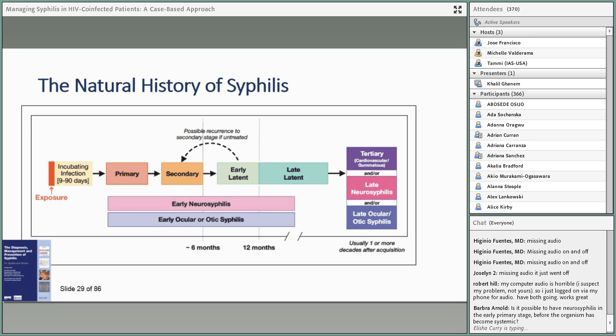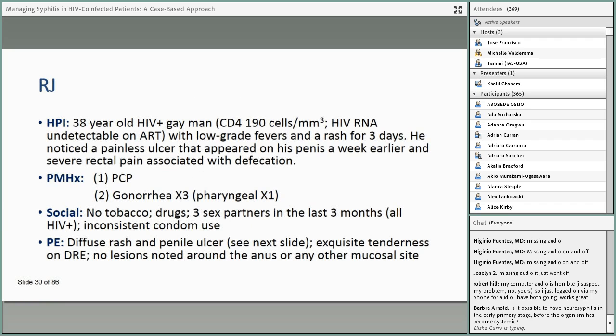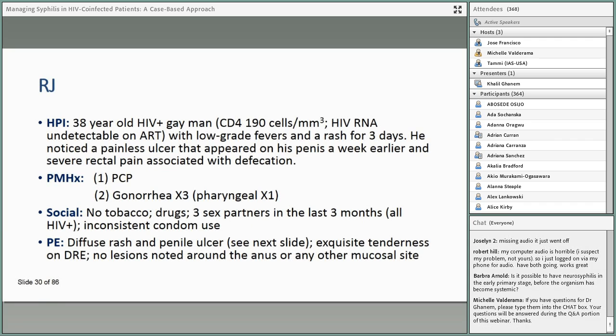Now, I want to highlight something very important, and that's early neurosyphilis and early ocular and otic syphilis also take place. Remember, the organism is already in the central nervous system even before primary syphilis. And so these early manifestations of neurosyphilis, ocular syphilis, and otic syphilis can also take place. So remember, neurosyphilis, ocular syphilis, and otic syphilis can occur during any stage of the infection, early or late.